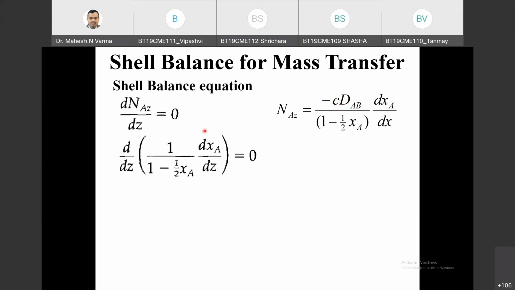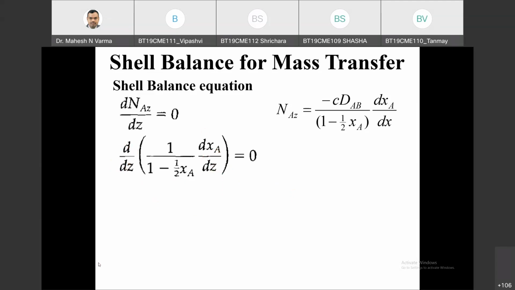Now integrate this equation twice, and you will get two constants. You will need two boundary conditions to solve. The first integration is with respect to dz, and another integration is with respect to dz, so you will get two constants. To solve for these two constants, you will need two boundary conditions. So what are the two boundary conditions available?